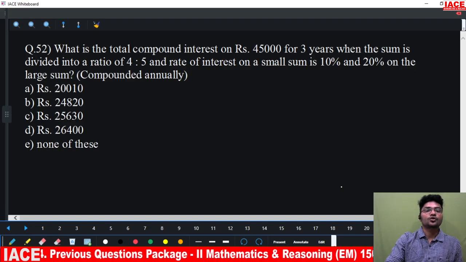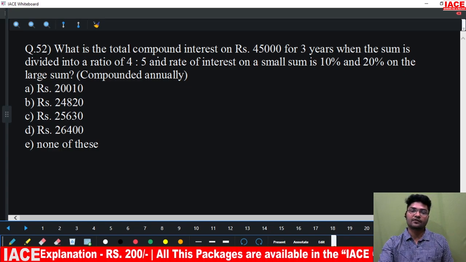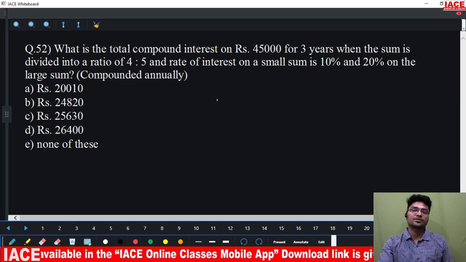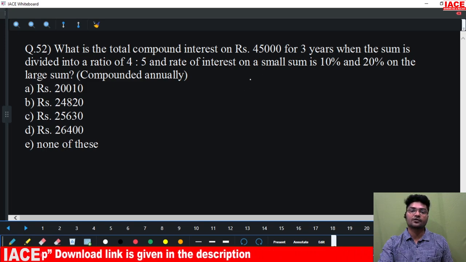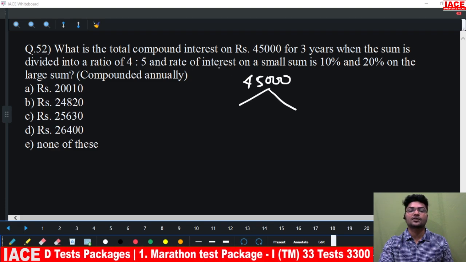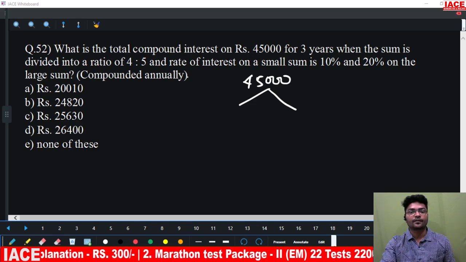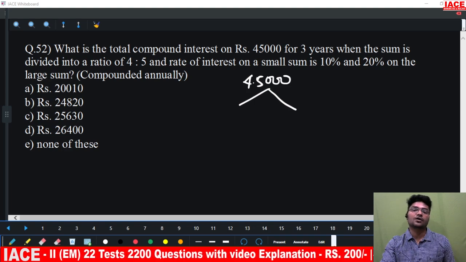Next, question number 52. What is the total compound interest on rupees 45,000 for 3 years when the sum is divided in the ratio 4 is to 5? 45,000 is divided in the ratio 4 is to 5. 4 is to 5 means total 9 parts. 9 parts is 45,000, so one part will be 5,000.